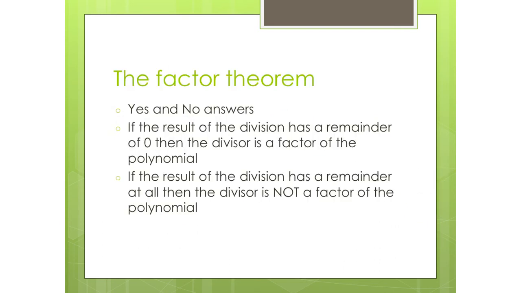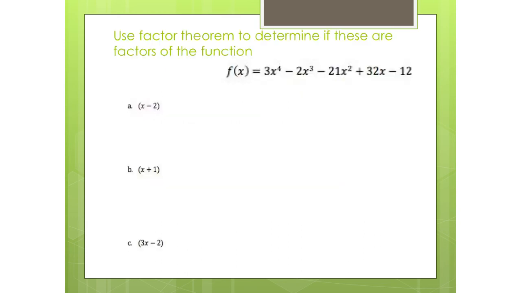Okay. The last thing we're going to talk about today is the factor theorem. Factor theorem is saying if the result of the division has a remainder of 0, then that divisor is a factor of the polynomial. If it has a remainder that is not 0, then it is not divisible. So as we go back to our previous one, let's look at a couple more.